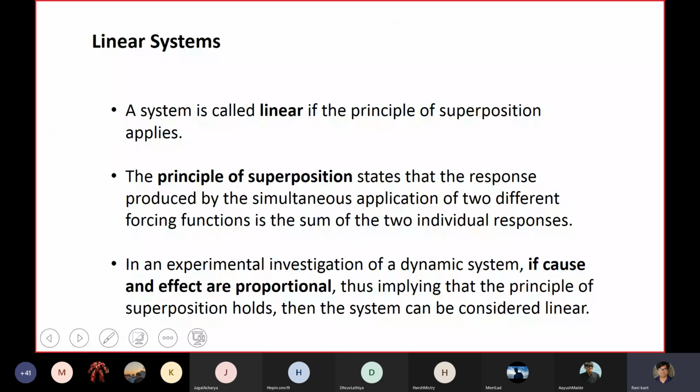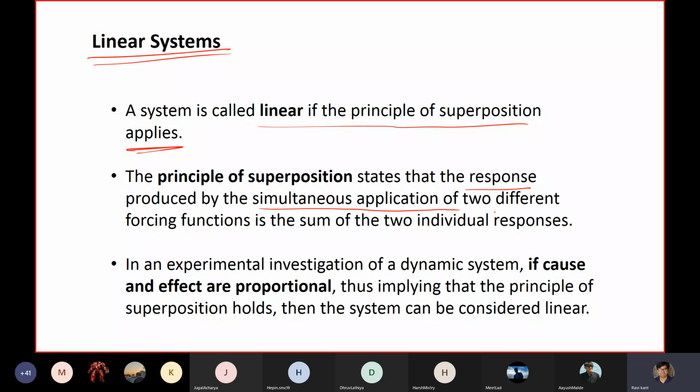Okay, linear system I have already talked about. A system is linear if the principle of superposition is applied, or in a physical sense, it states that the response produced by simultaneous application of two different forcing functions. Let's suppose this is a spring, and I'm giving some force. This spring is pulling with kx. It has some acceleration.